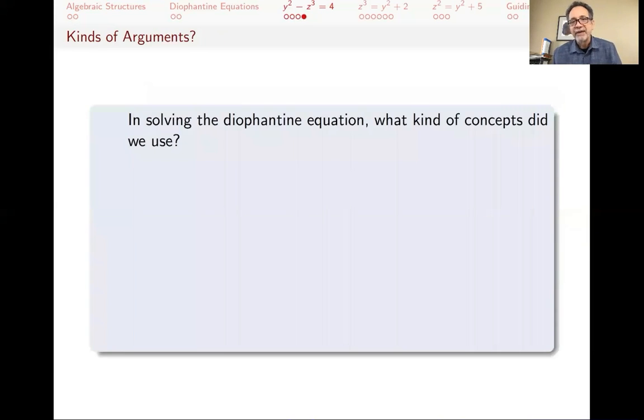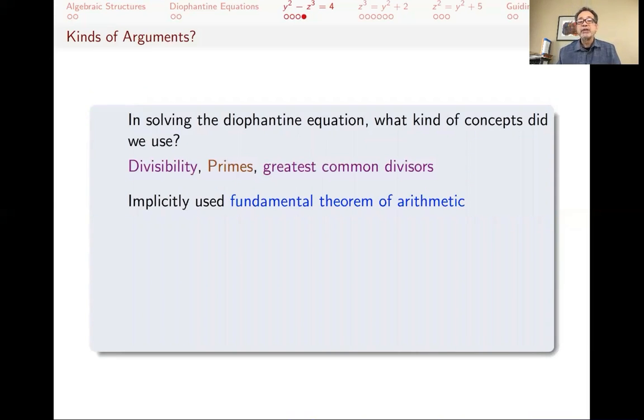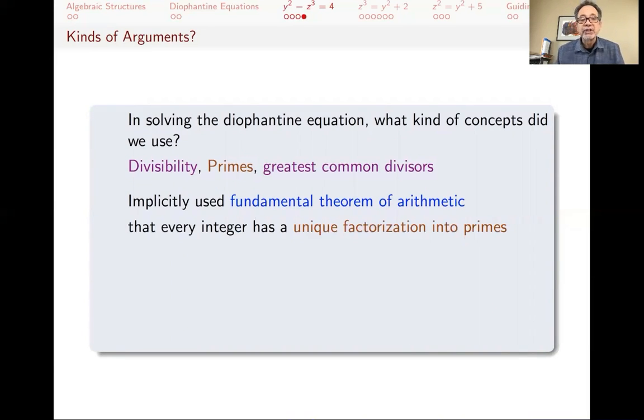In solving these Diophantine questions, what kinds of ideas did we use? We used divisibility: this guy divides that. We used primes. We used greatest common divisors. We implicitly used the fundamental theorem of arithmetic, which says that every integer has a unique factorization into primes.